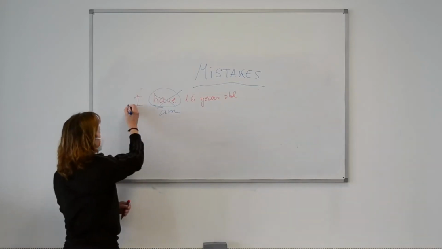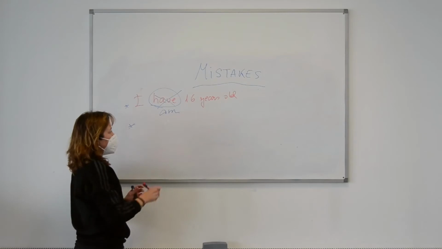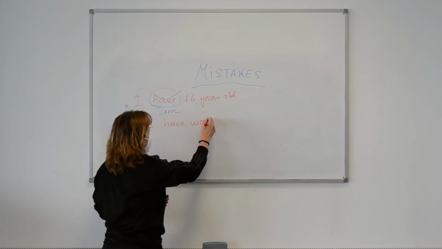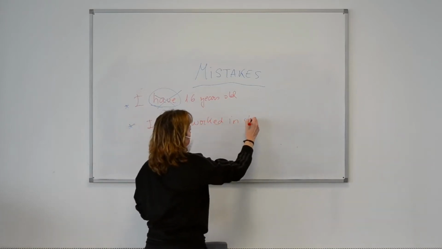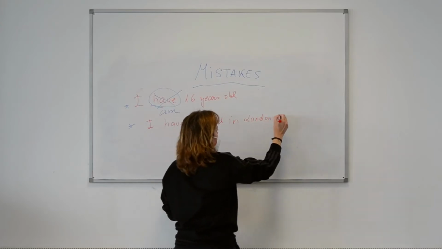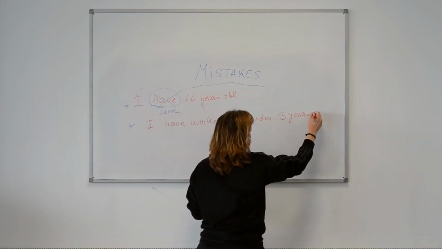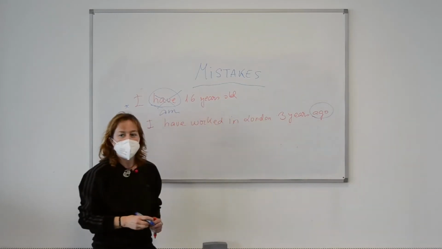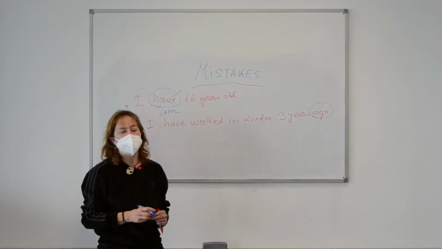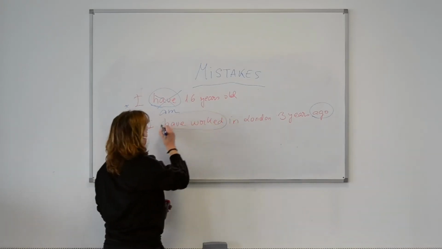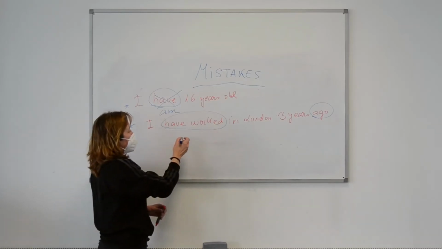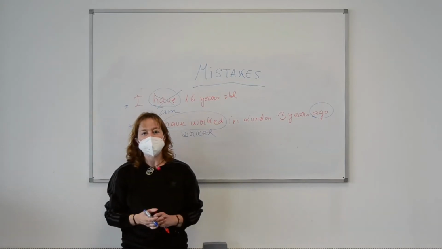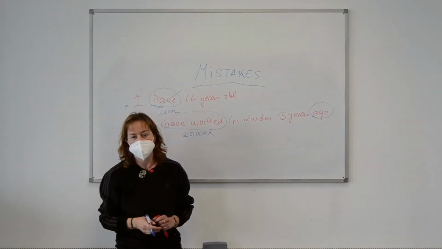Another common one is the use of the present perfect. For example, we say "I have worked in London 3 years ago." In this sentence, we have the word ago that refers to the past and to an action that is completely finished. Therefore, we shouldn't say "have worked", we should say "worked". It's an action that happened in the past and is completely finished, okay?